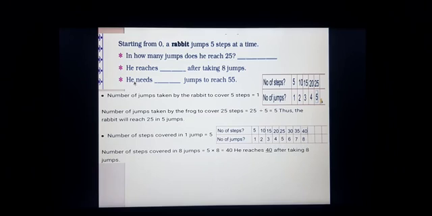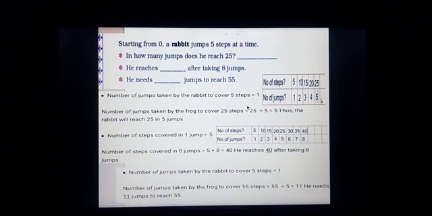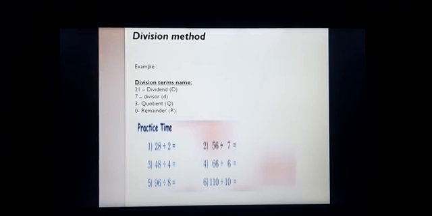Like that only, how many jumps does he need to reach 55, right? So to reach 25 it is 5. To reach the number 40, that is 8. And to reach 55, how many jumps? You identify yourself, make a table and continue here itself. How many will it become?